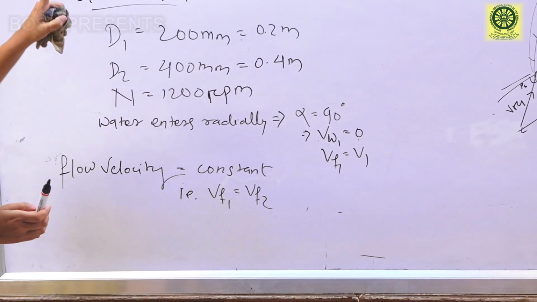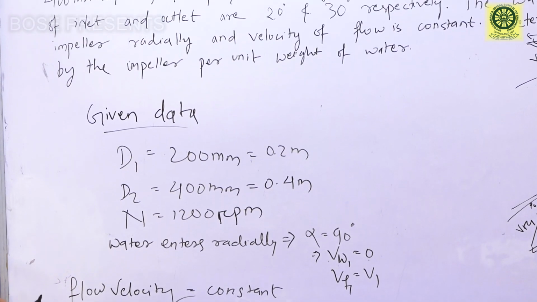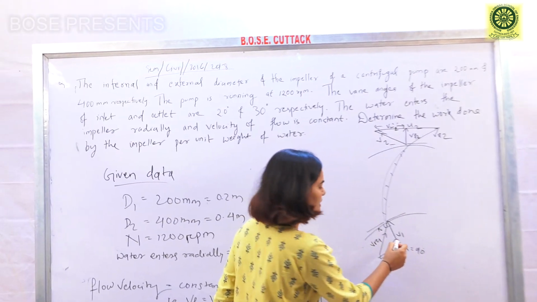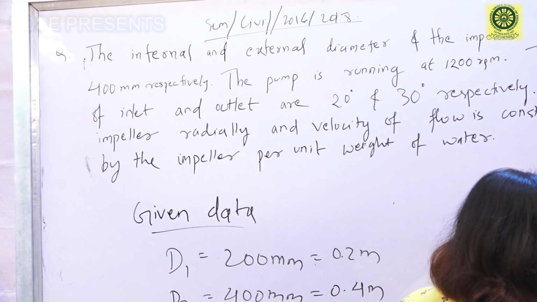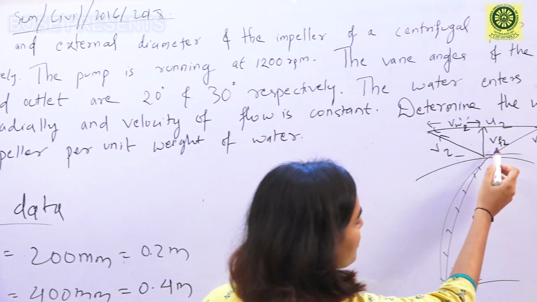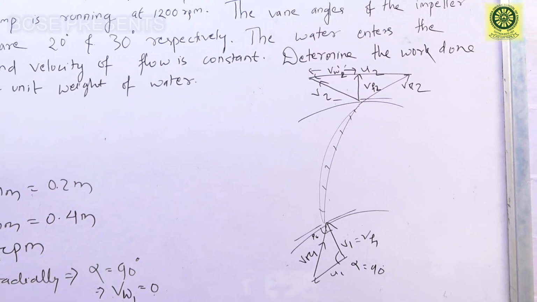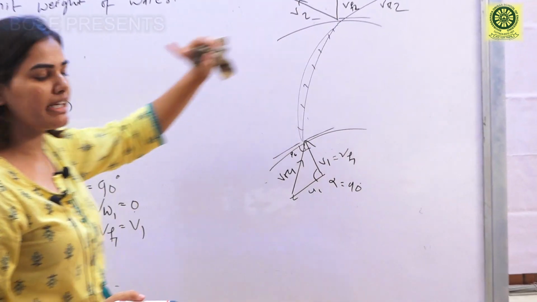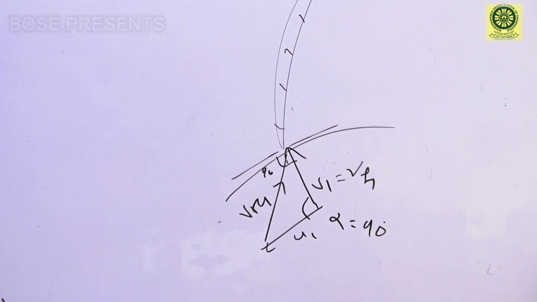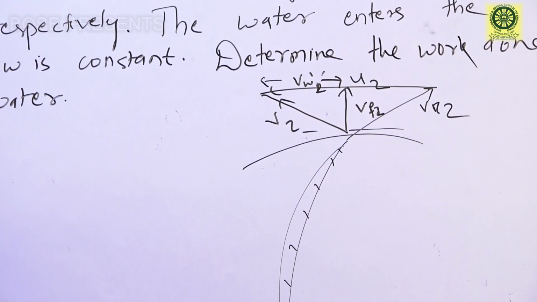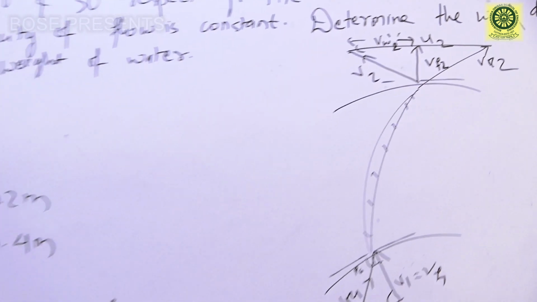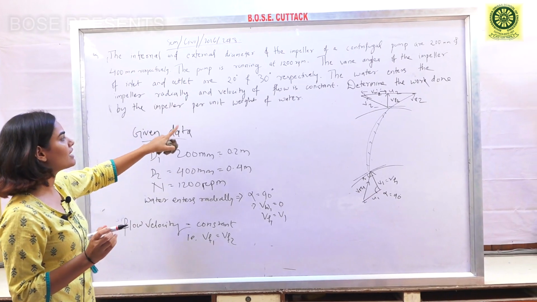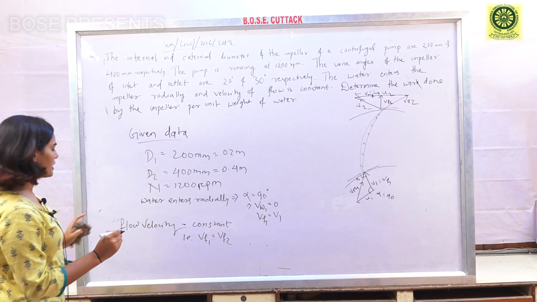Then lastly we have flow velocity. It is saying that the velocity of flow is constant. I already said flow velocity is the sine component of the absolute velocity, that is vf1 and here vf2. It is saying flow velocity is constant, that means this Vf1 is equal to Vf2. So using these data, let's try to solve what is being asked. It is asking to determine the work done by the impeller per unit weight of water.